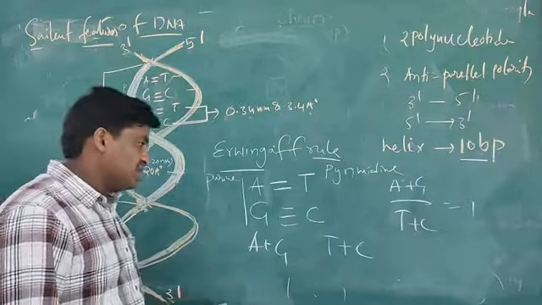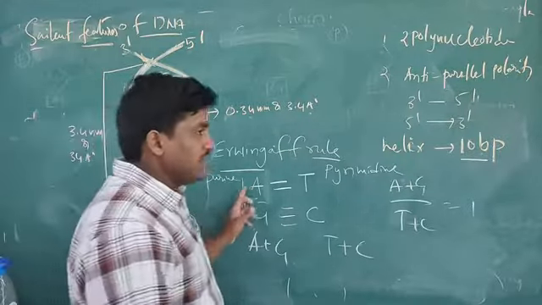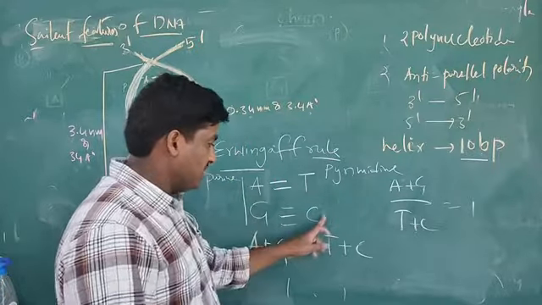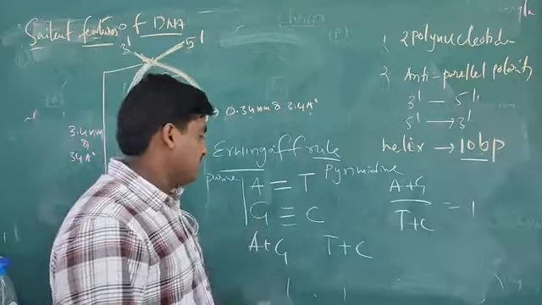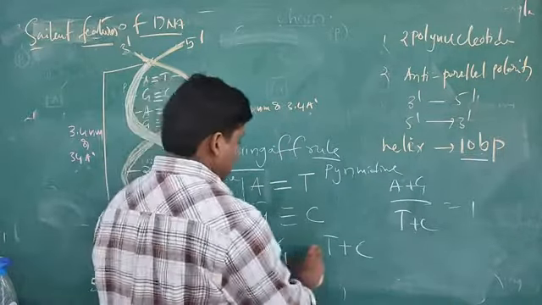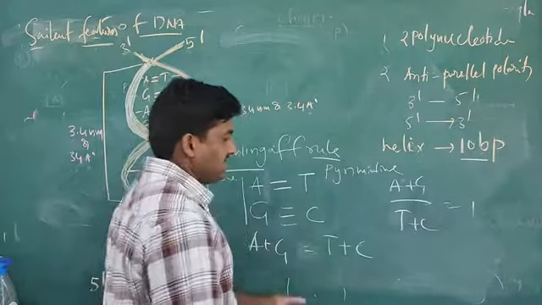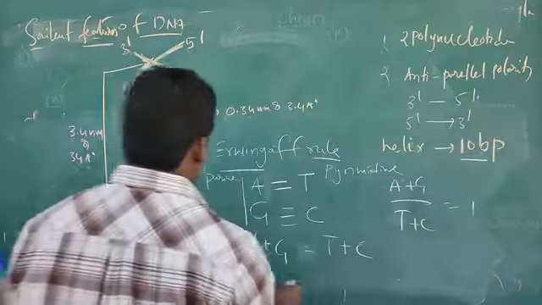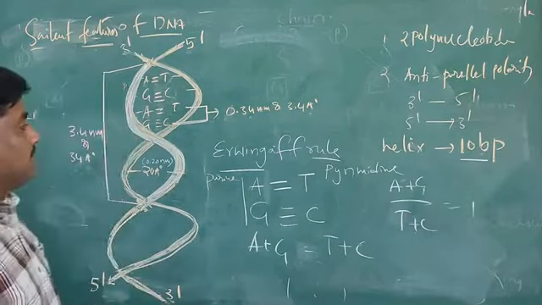In the DNA structure, once again see, the two main points of base pairing: adenine is always bonded with thymine by 2 hydrogen bonds, and guanine is always bonded with cytosine by 3 hydrogen bonds. So the purines are always equal to pyrimidines. Purines means A plus G, equal to T plus C. A plus G by T plus C is equal to 1. So this is always a 1:1 ratio. That's it. Next.